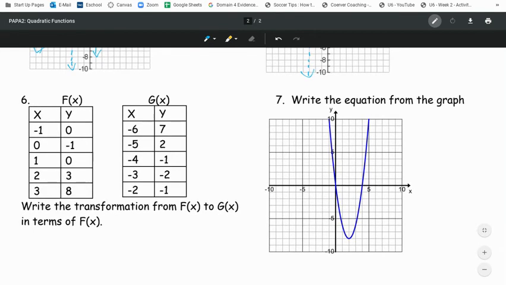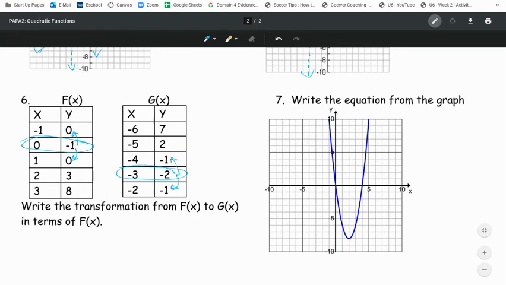All right, so now number 6 is what we've had trouble with in the past. I have to be able to identify the vertex. So it says write the transformation from f of x to g of x. So I need to find the vertex. These 2 points are the vertices. I know that because this is where it mirrors around the y value.